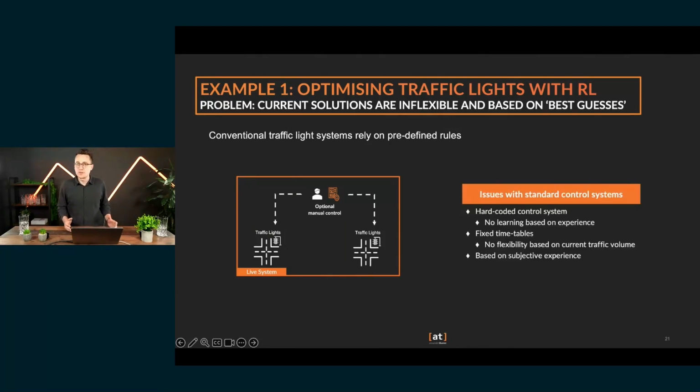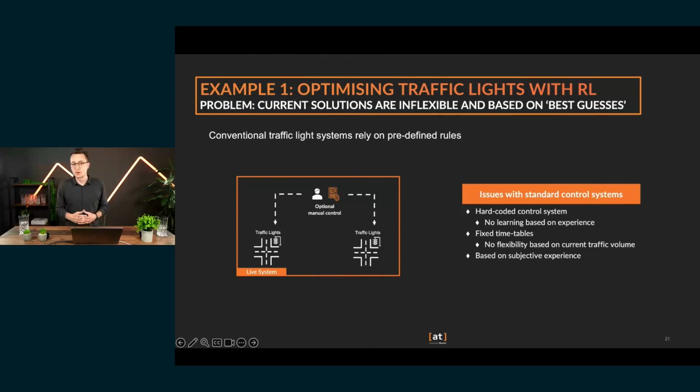These conventional solutions have some problems. So for example, these are hard-coded control systems. So that means there can be no learning based on experience. So there can be no automatic or dynamic adjustments to things that worked or that did not work. There can be a manual intervention, but that again is quite effortful and is not automatic or dynamic.